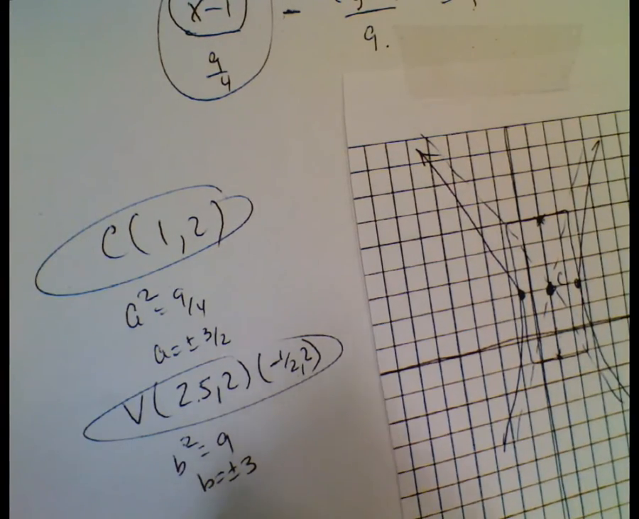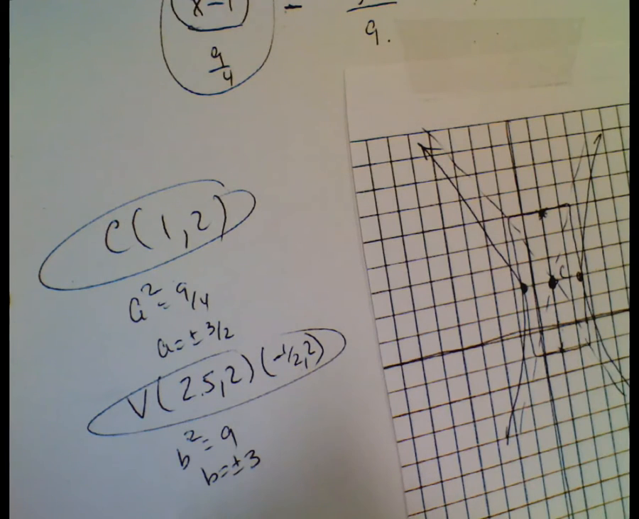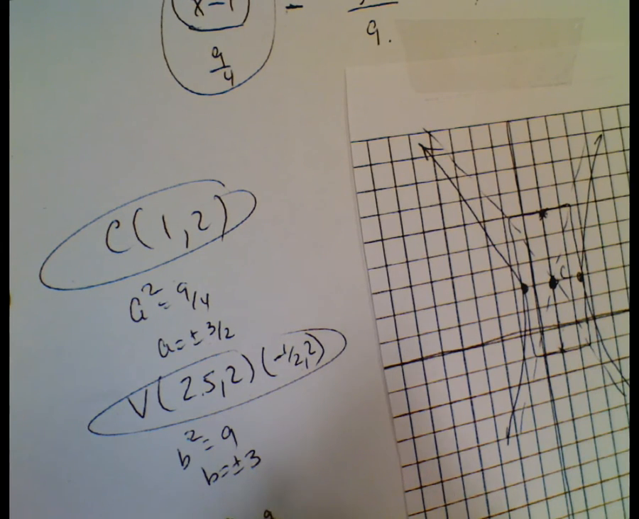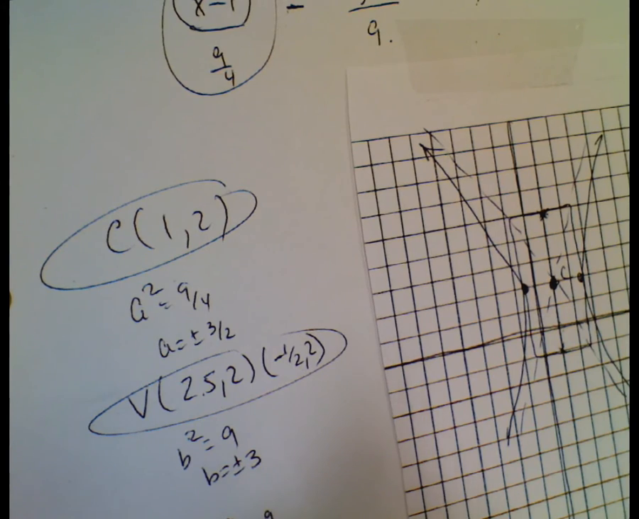C squared equals 9/4 plus 9, which is 9/4 plus 36/4, which is 45/4.